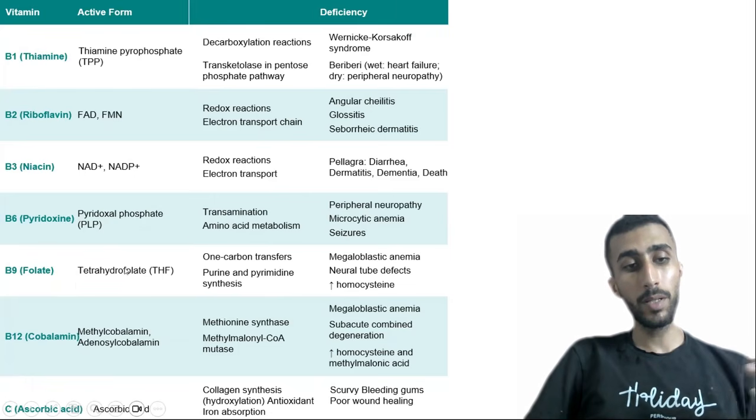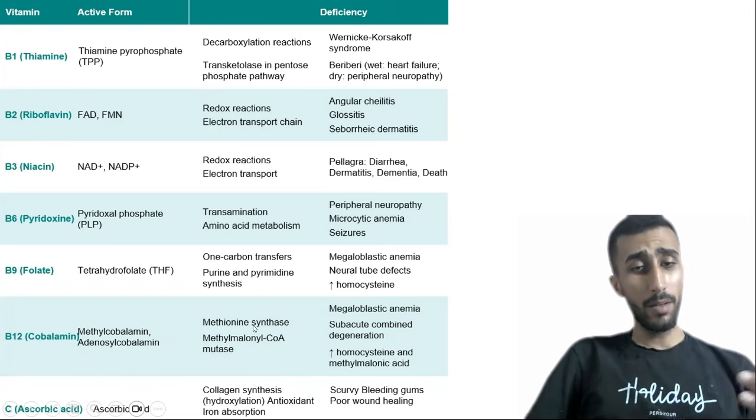B9 and B12. B9 is tetrahydrofolate, B12 is methylcobalamin. So B9 is important for one carbon transfer and purine and pyrimidine synthesis. Both B9 and B12 deficiency is gonna cause megaloblastic anemia, but B12 additionally is gonna cause subacute combined degeneration and increased homocysteine and methylmalonic acid, because B12 is a cofactor for methylmalonyl CoA mutase and methionine synthase.